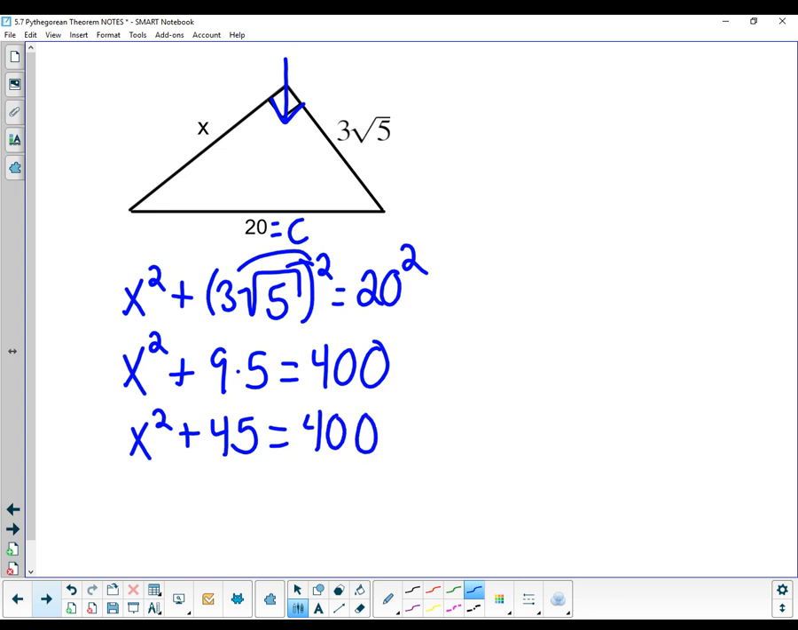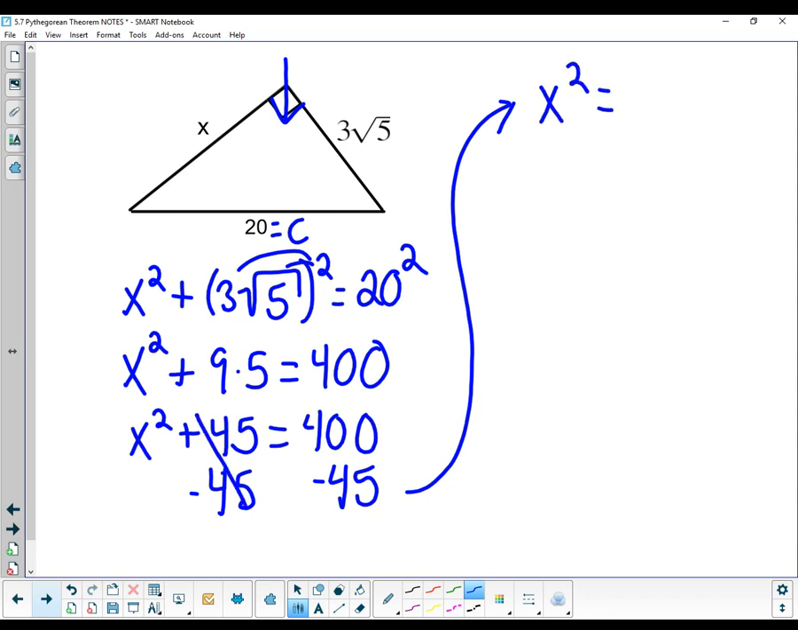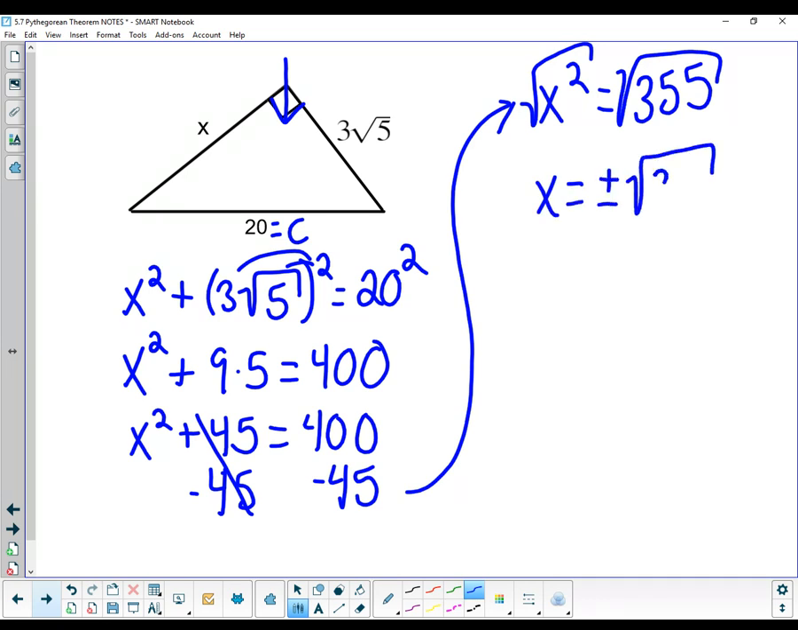We need to isolate our x squared in order to be able to take a square root. So I subtract 45 from both sides. So I get x squared equals 355. Now we take the square root of both sides. So I get x equals plus or minus the square root of 355. The square root of 355, when you plug it into your calculator, is 18.8. Don't forget, when you take a root, you get a plus or a minus.